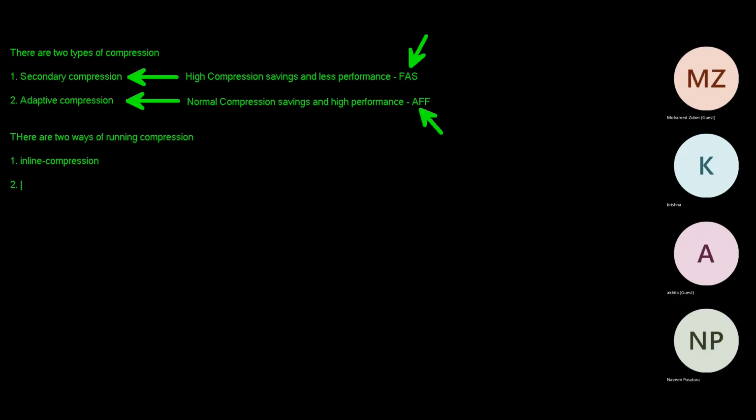Second one is post process. Post process, same thing. Inline will run during the copy of the data or writing of the data, and post process compression will run based on the schedules. Okay, same thing, just like D2. Any questions?